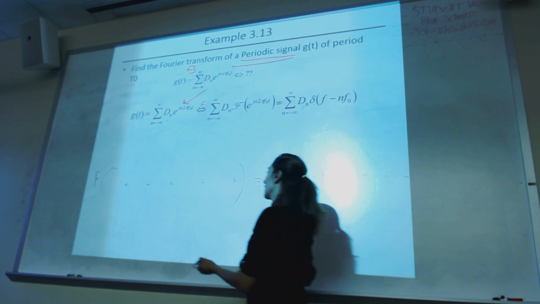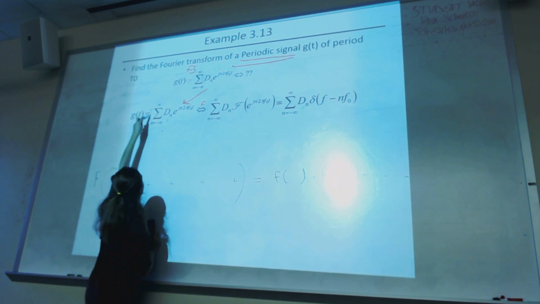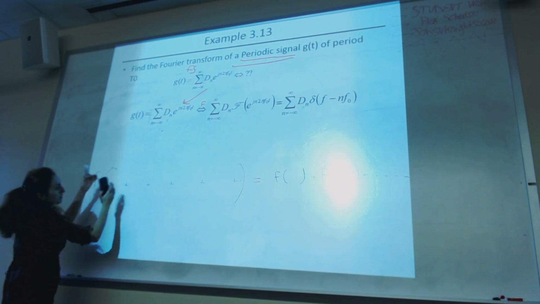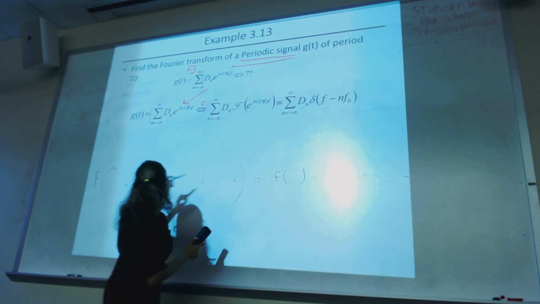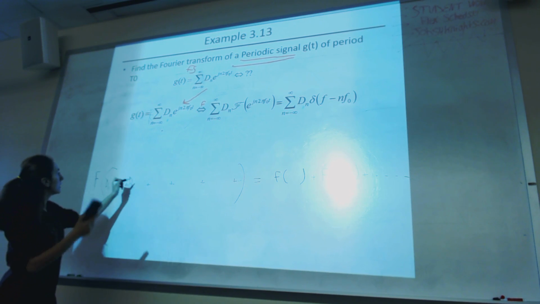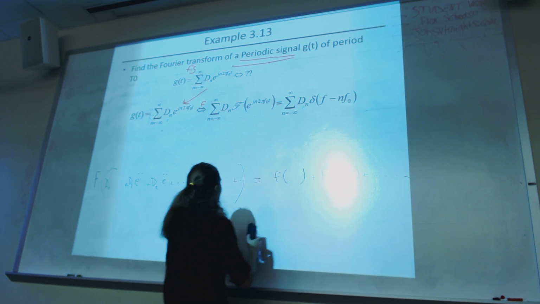Because superposition is linear, when I put a big F here and take the Fourier transform of that, I can take the Fourier transform inside, and the dn's are some coefficients. So let's say you have d0, and then d1 times e to the power of something, and then d2 times e to the power of something else, etc.